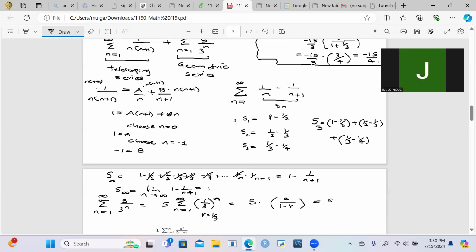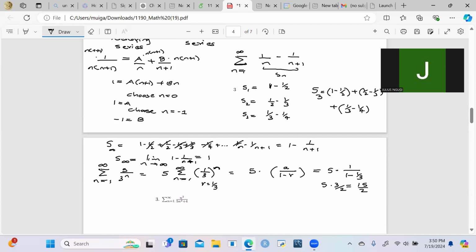So this becomes 5 multiplied by 1 over 1 minus r, and r is a third. So you have 5 multiplied by 1 minus a third, which is 2 thirds, so we have 3 over 2. That's 15 over 2. And then we add. So the first one gave you 1, plus 15 over 2, which is 8.5.